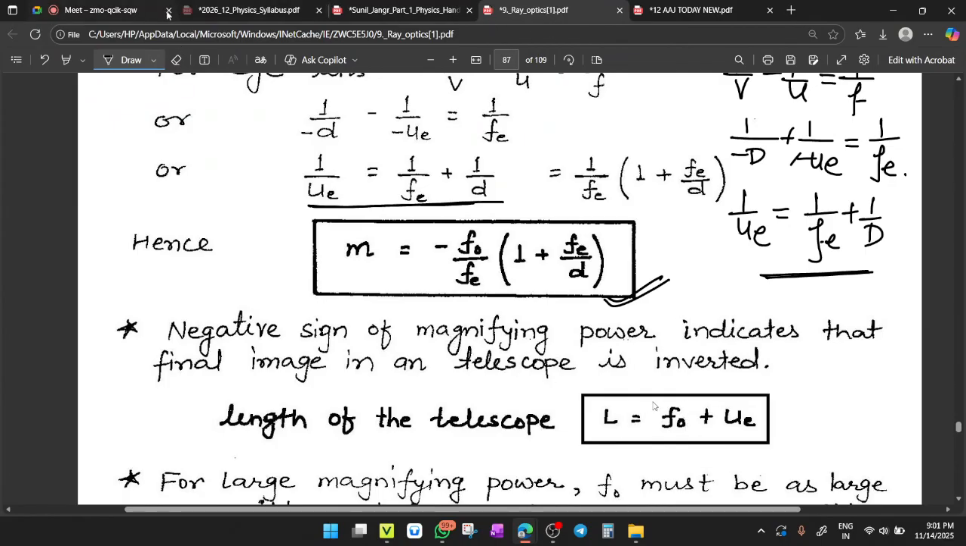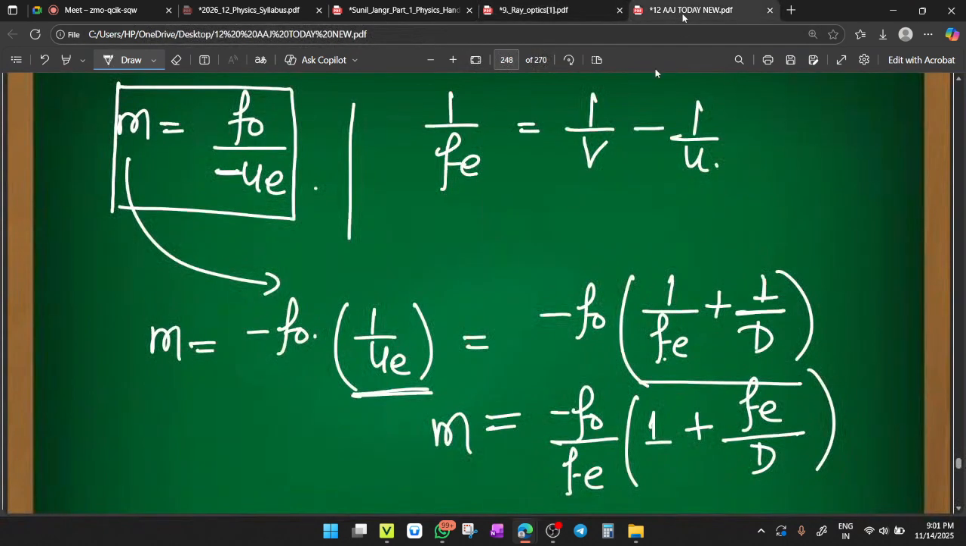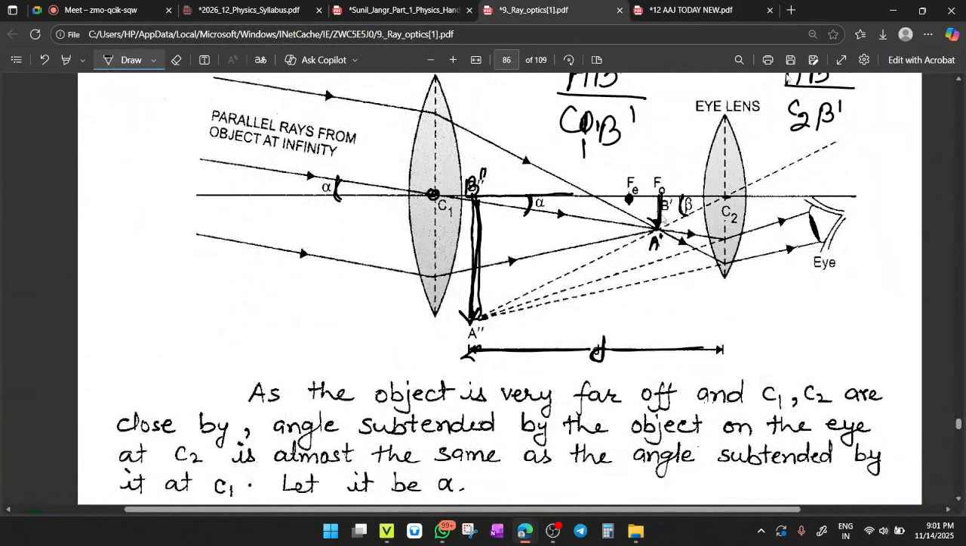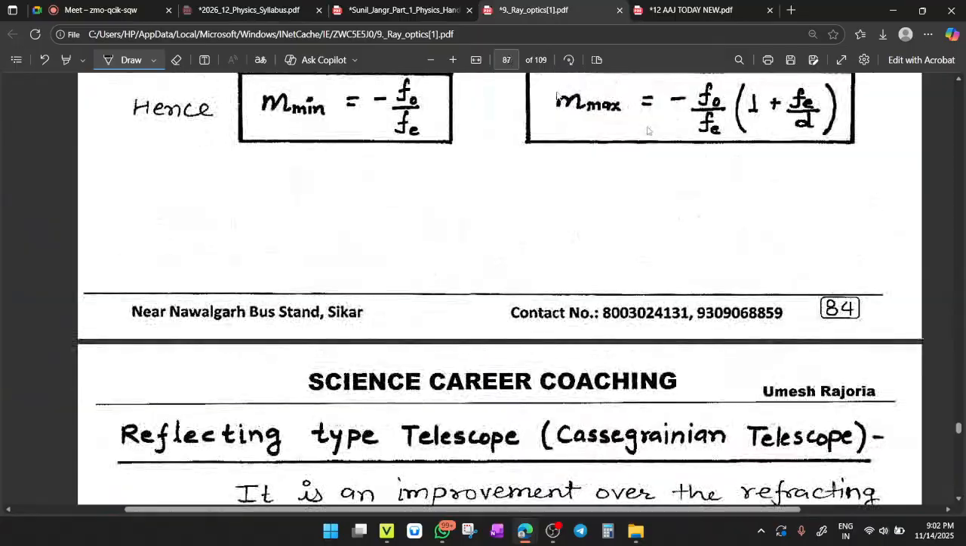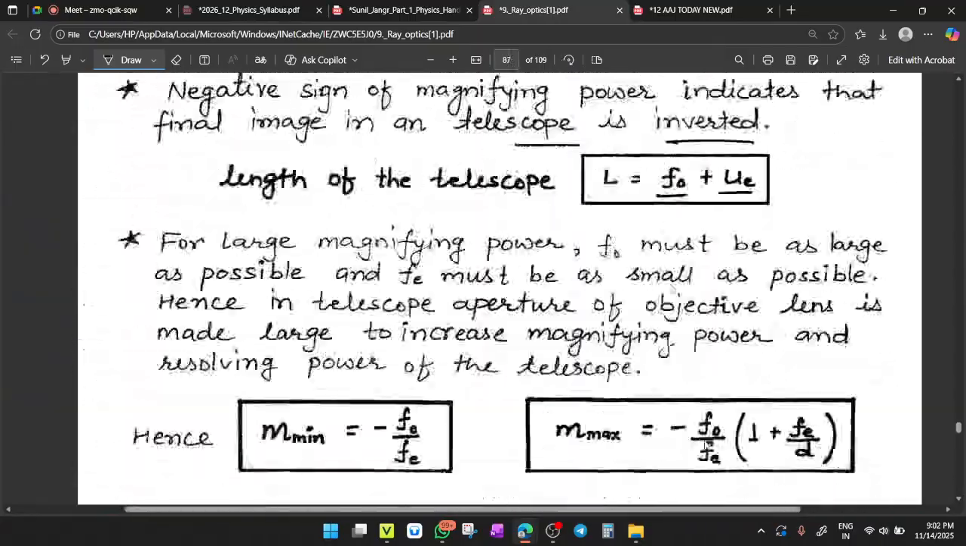The negative sign of the magnifying power indicates that the final image of the telescope is inverted. The length of the telescope in this case will be FO plus UE. Obviously, clear? Because this distance equals FO and this distance becomes UE. So the length of the tube equals FO plus UE. Fine. So the length of the telescope becomes FO plus UE.